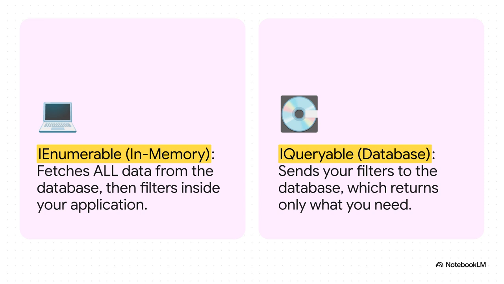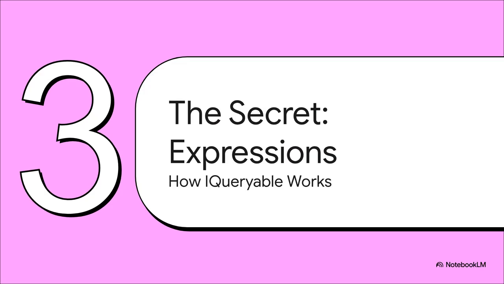That's client-side in-memory filtering. But IQueryable, that's like handing the librarian a very specific note. I need the book on the Napoleonic Wars published after 1850 by this author. The librarian does all the hard work and just brings you that one book. That's server-side execution. You let the expert, the database, do the heavy lift. But how does IQueryable know how to write that perfect little note for the librarian, right? How does it translate your C# code into SQL?